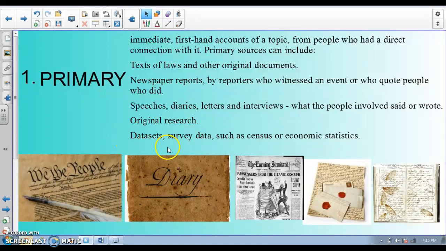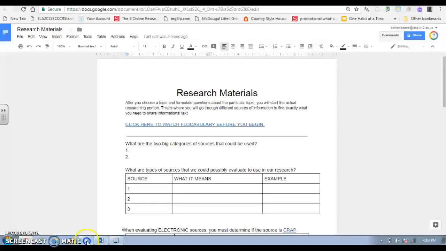And then you have things like survey data, whether it's the census or any kind of economic statistics. Those sorts of things can be considered primary sources. Think about primary. Primary means first, even with your primary colors. Primary just means that direct connection to something.